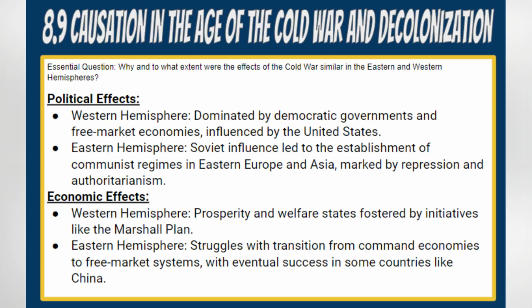The division of Germany and the construction of the Iron Curtain symbolized the stark ideological and political divide between the Western and Eastern hemispheres, with the latter experiencing greater repression and authoritarianism.